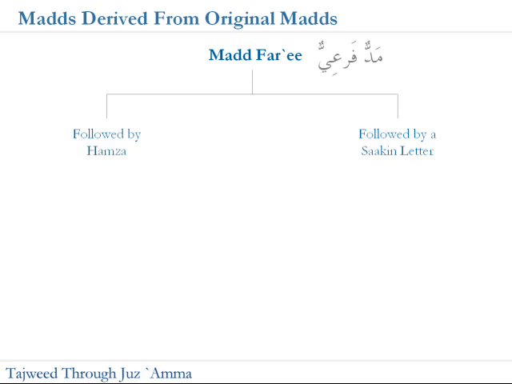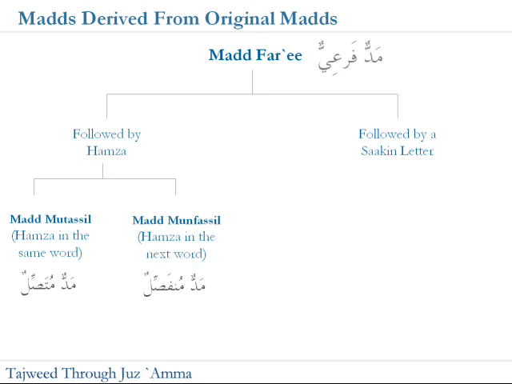So the first thing to know is if you have the original mad and it's followed by a hamza, or it's followed by a letter that is sakin, then we're going to apply certain rules. So we'll start with when it's followed by the hamza. Now if the original mad is followed by hamza in the same word, then it changes into a derived mad known as mad mutassil. If the original mad is followed by a hamza, but the hamza is the first consonant of the next word, then the derived mad is known as mad munfasil.